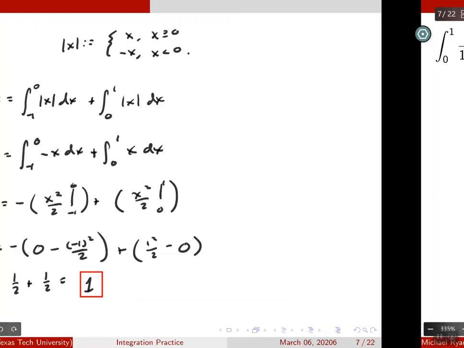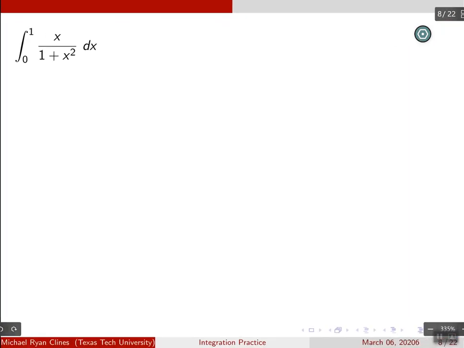Now it's time for another example. Let's do the integral from 0 to 1 of x over 1 plus x squared. Okay, now I know this one looks like arctan, but the problem is arctan requires this to be a 1. But we don't have a 1 here. We just have an x. So it is clearly not arctan. We have to do something else.